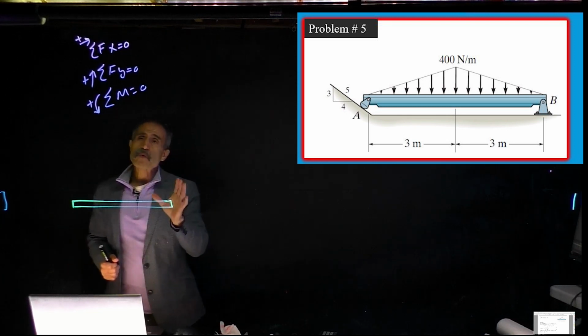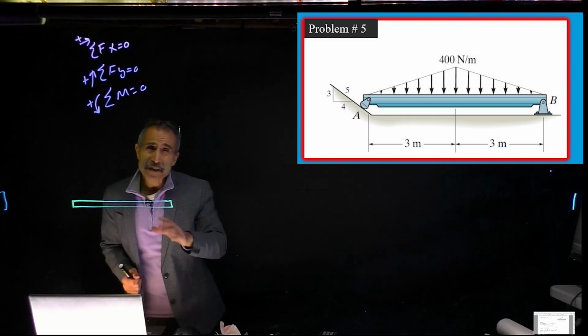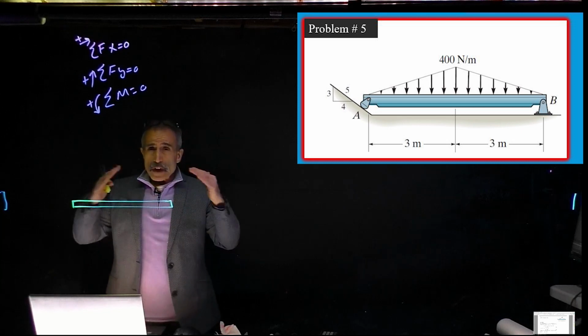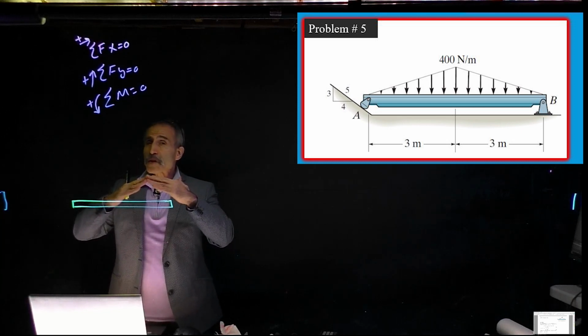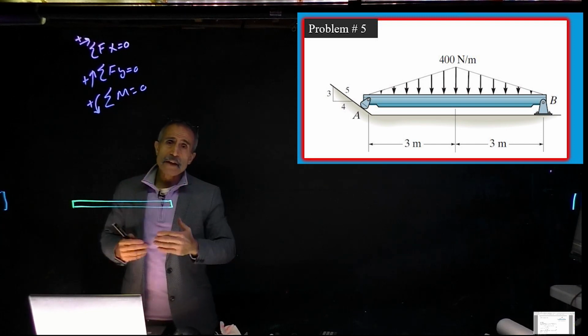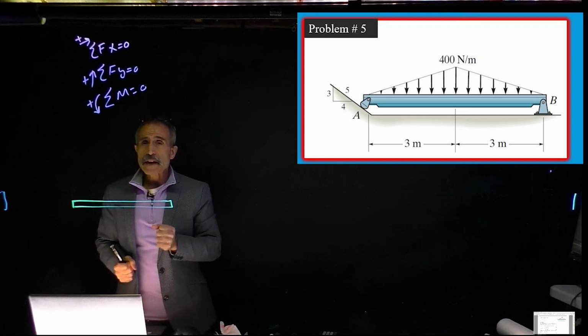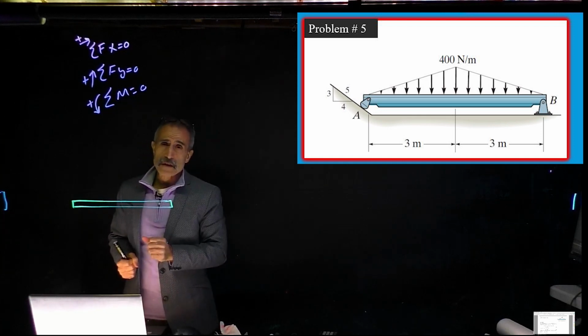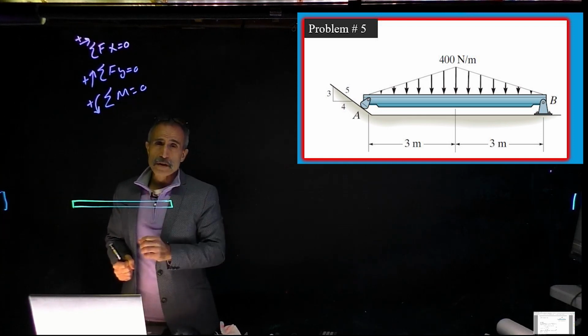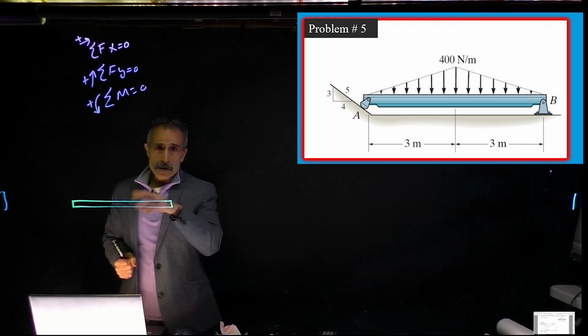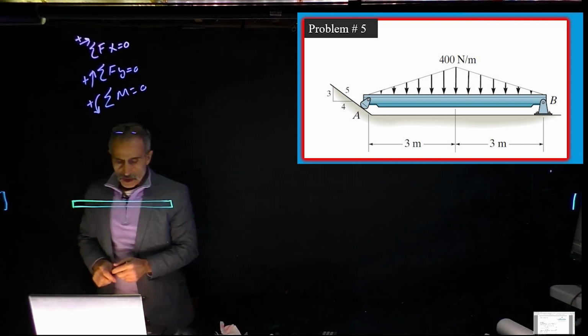So what we have to do with the uniform distributed load is convert it to a concentrated load. You can convert a uniform distributed load to a concentrated load, which is basically the area underneath that shape. Here we have a triangle, so we find the center of that triangle, and that's where this concentrated load is going to be located. In the next example, we're going to define this a little bit more. So let's go ahead with this one.